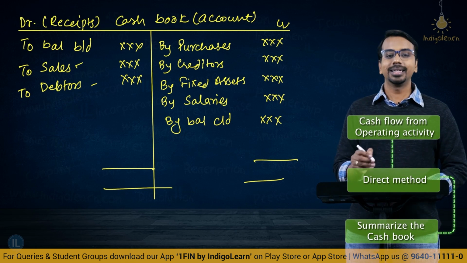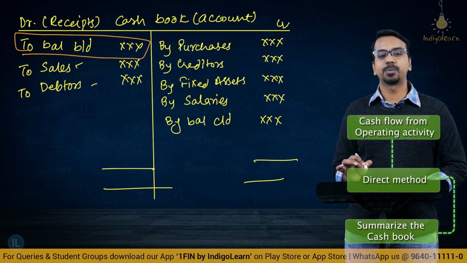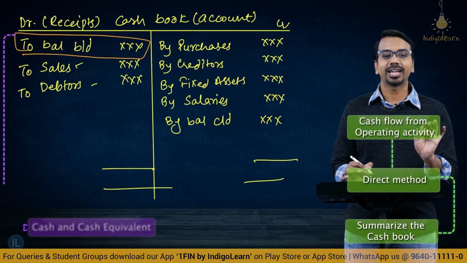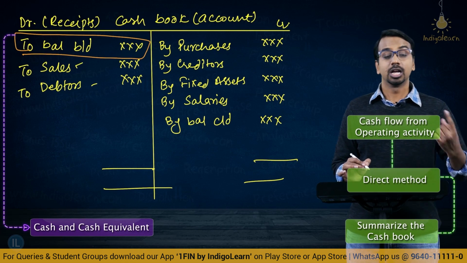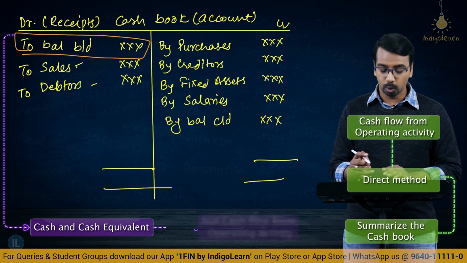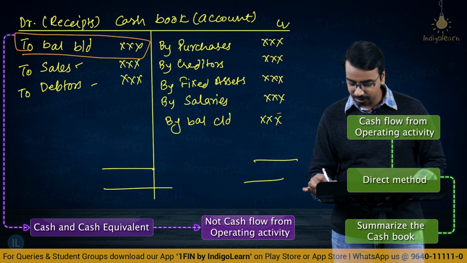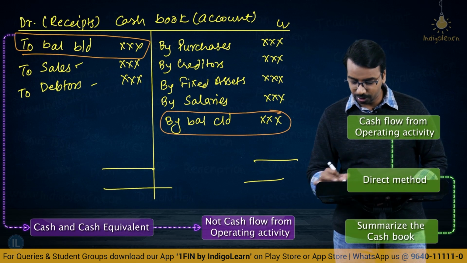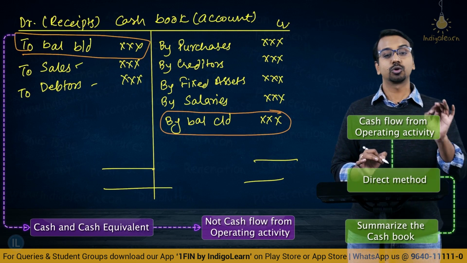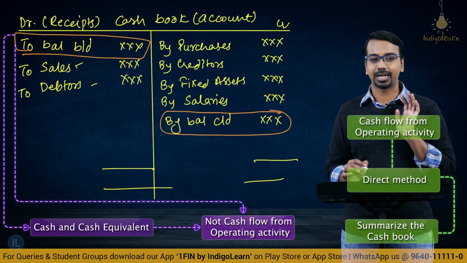All those things will be summarized, and then you can present it as cash flow from operating activities using the direct method. In this cash book, what is this balance brought down? This balance brought down is nothing but your cash and cash equivalents. Will this go under cash flow from operating activity? The answer is no. This will be shown separately at the end. Then you have by balance carried down. Even this shows the closing balance. That is not your cash flow from operating activity.